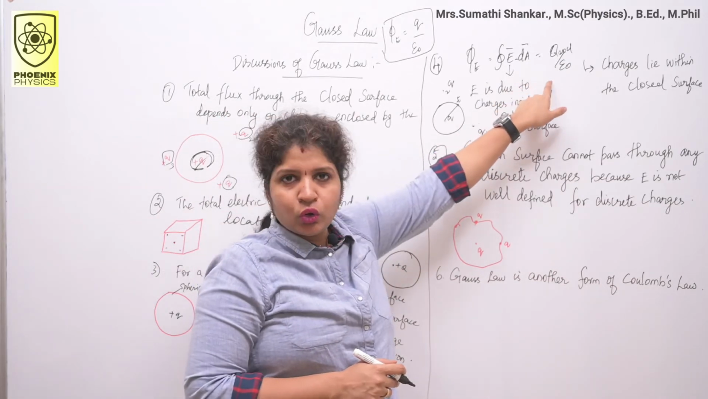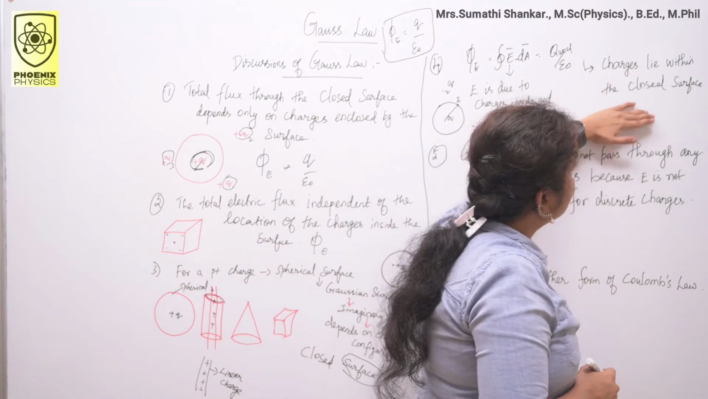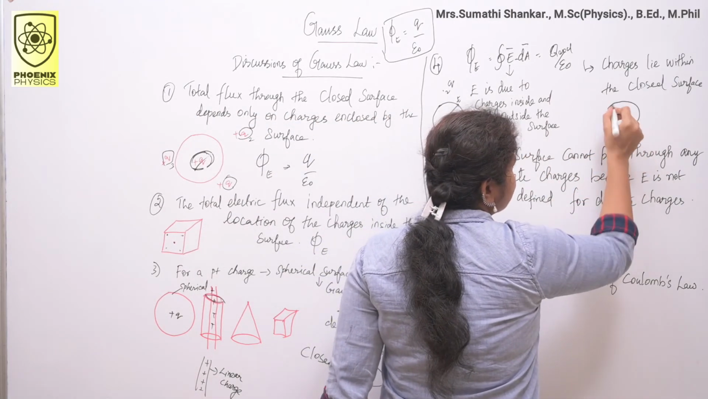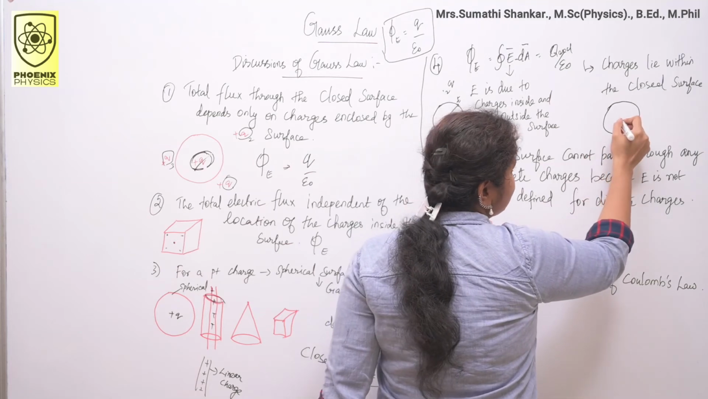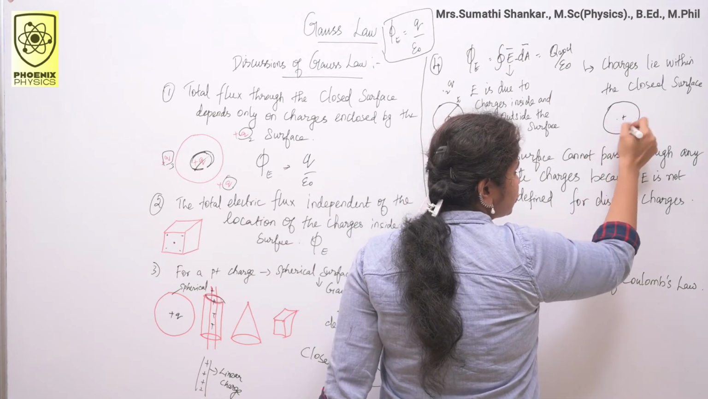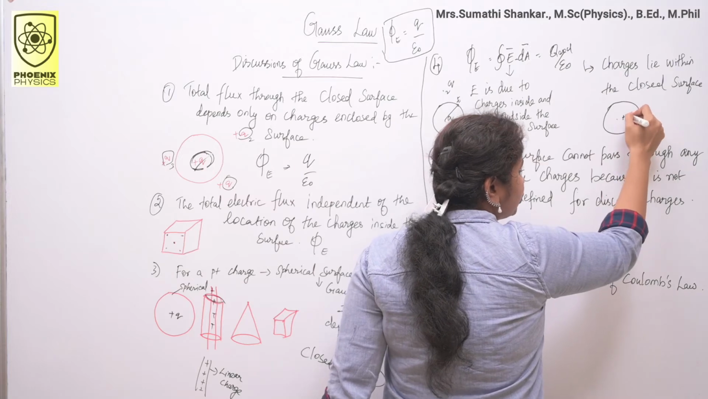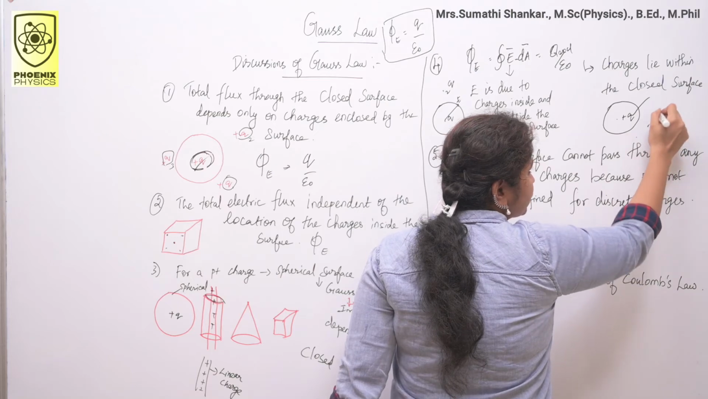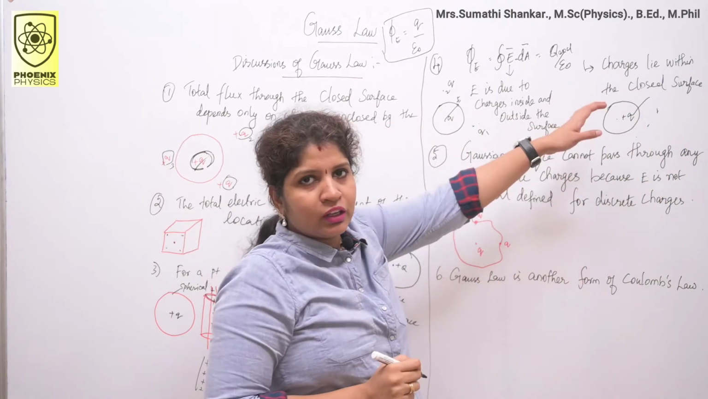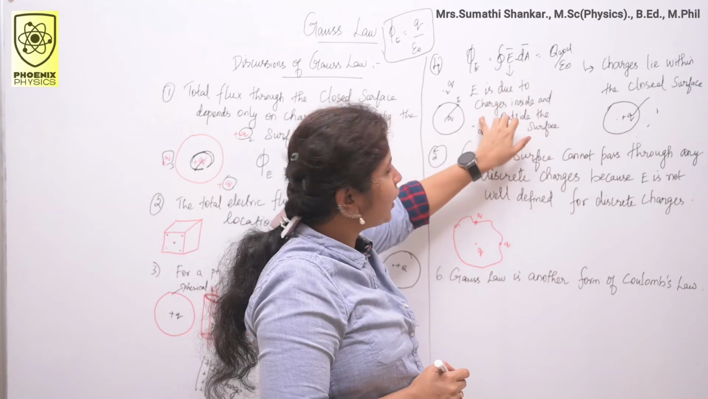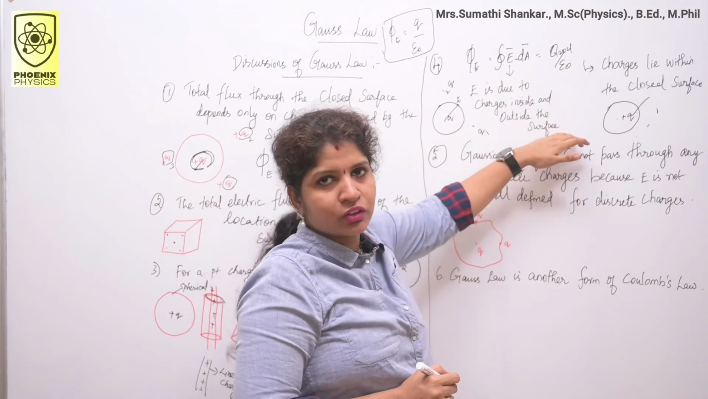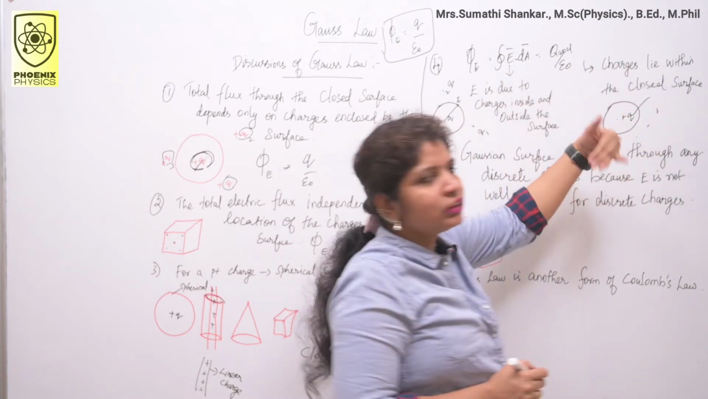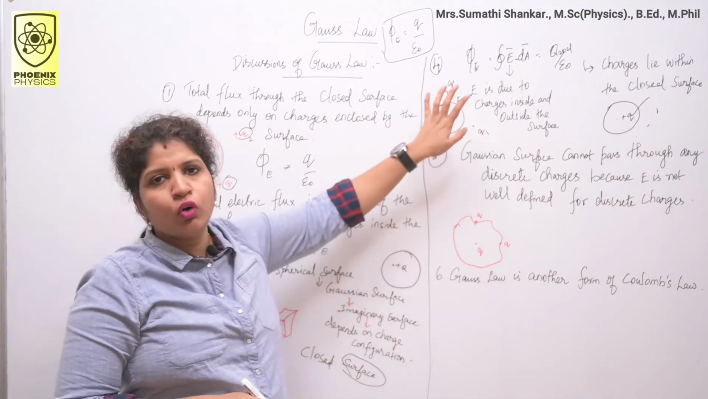But Q denotes charges that lie within the closed surface. Suppose I have a closed surface, a spherically closed surface like this. Inside this surface I have plus Q charge, which means you can consider this charge alone. You need not worry about outside charges. This is the meaning. Here E is due to charges inside and outside the surface. Here Q denotes charges that lie within the closed surface. This is our fourth point.